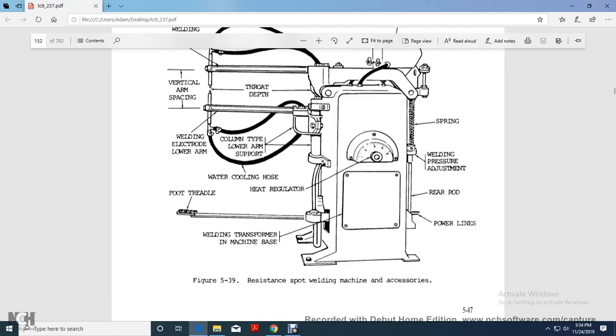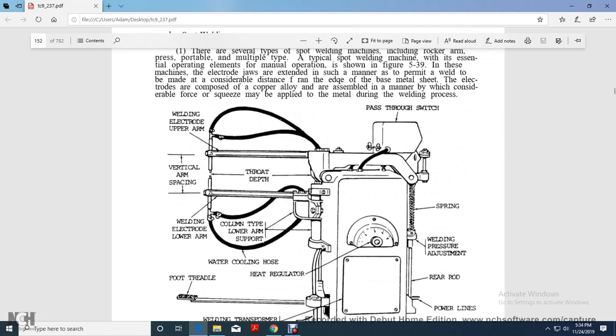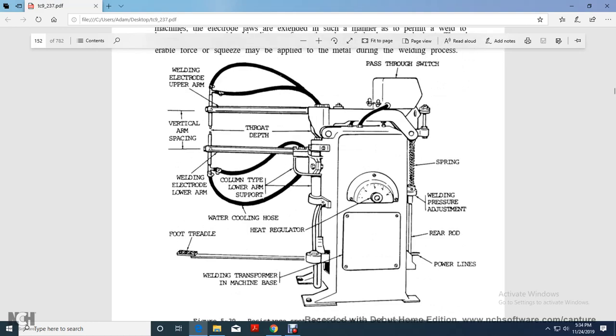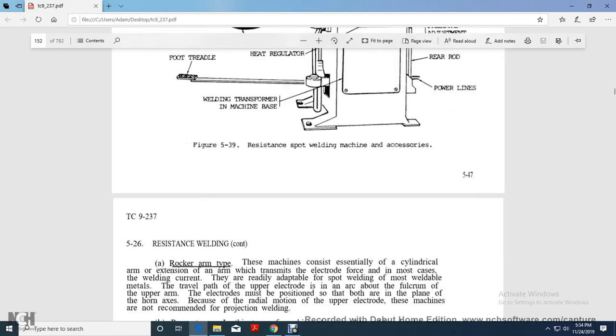Figure 539 shows you the resistance spot welding machine: welding electric arm, vertical arm spacing, throat design, depth passage through the switch, spring, welding pressure adjustment, brace rod, power lines, welding transformer in machine base, foot pedal, foot treadle, heat regulator, water cooling hose, column type, lower arm support, wire electrode, lower arm.